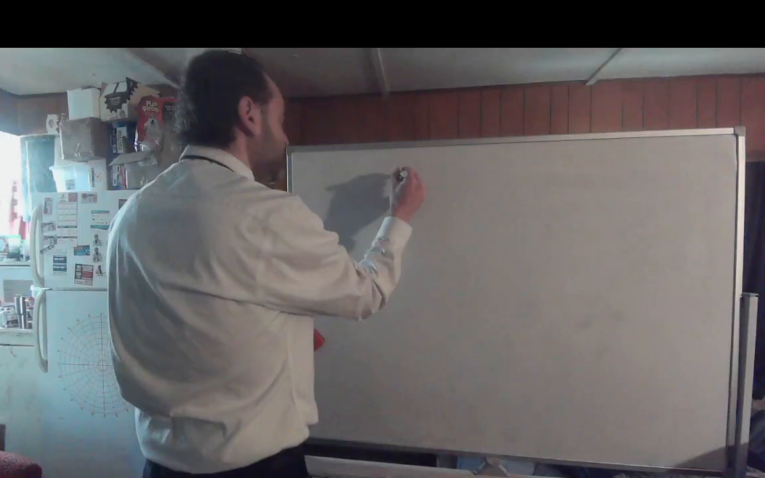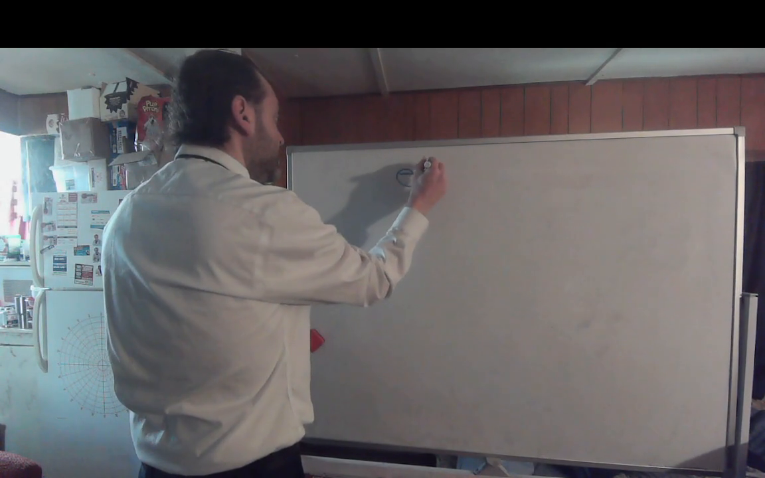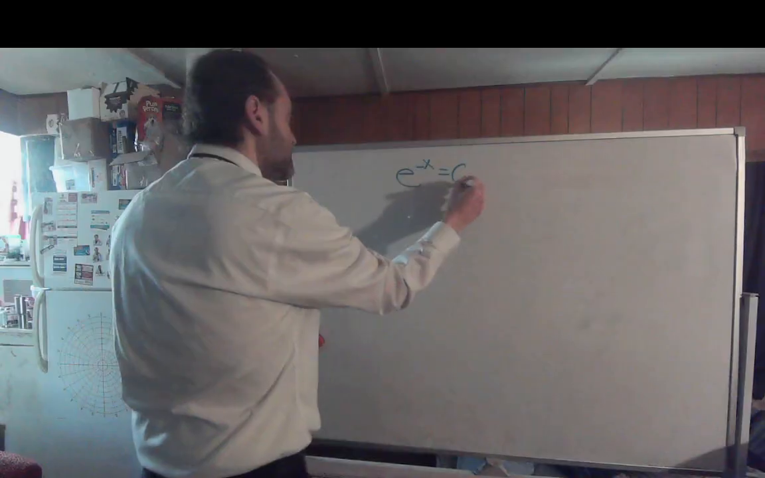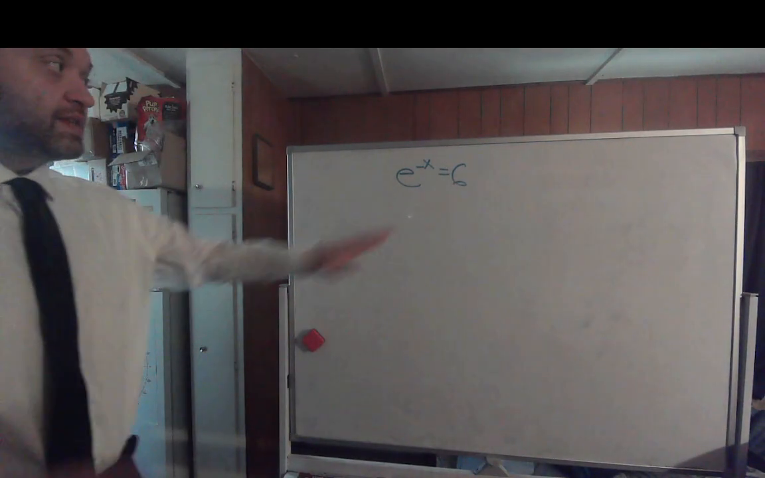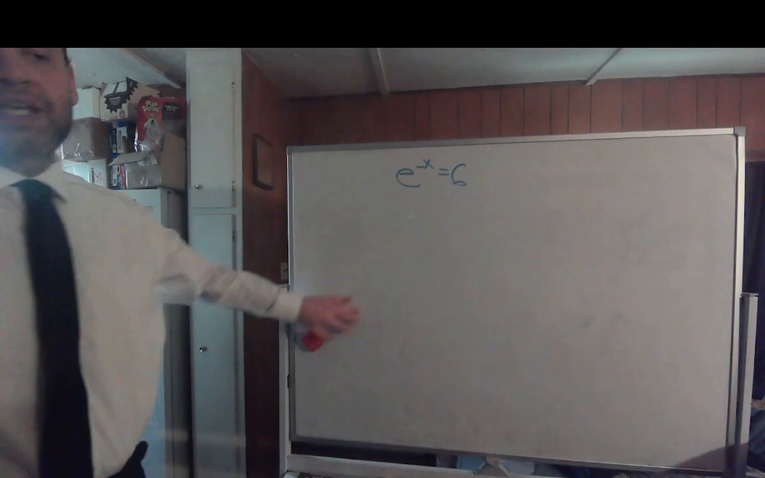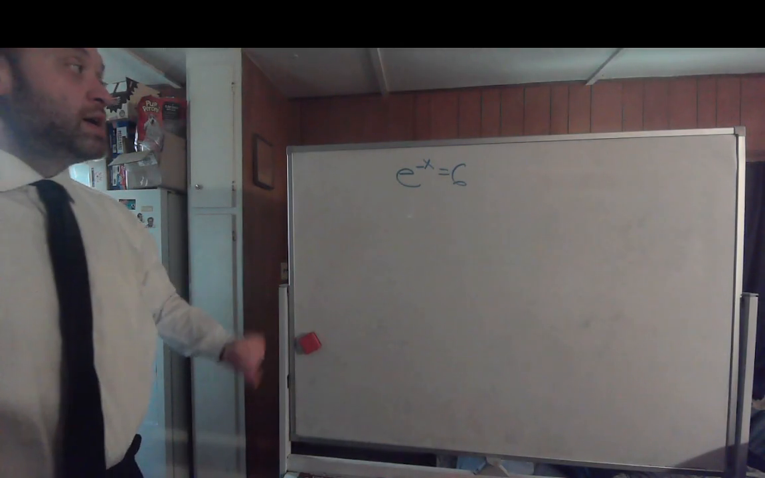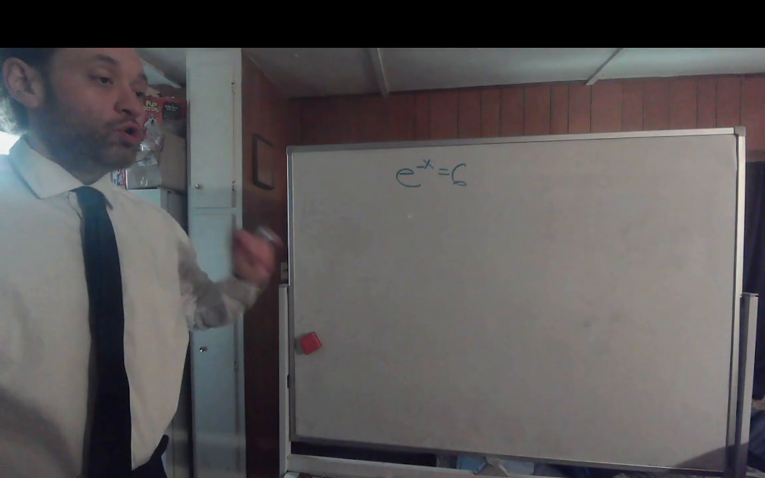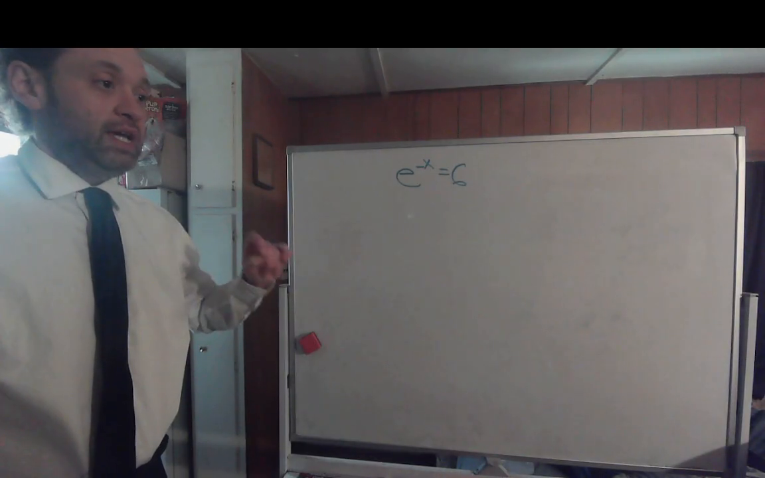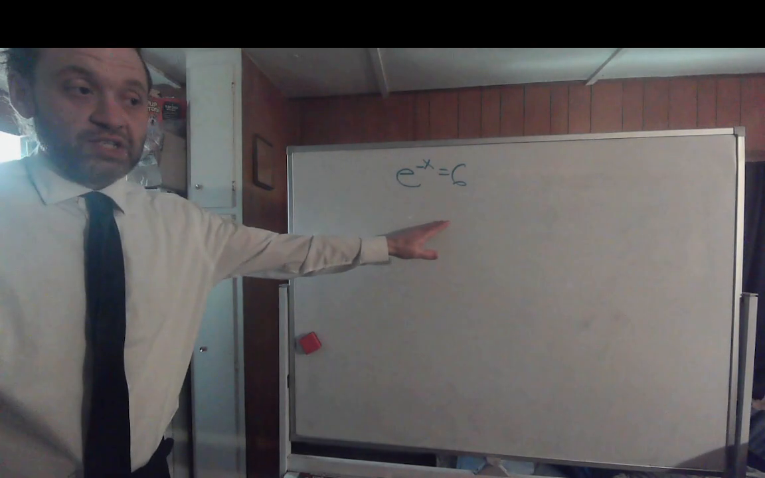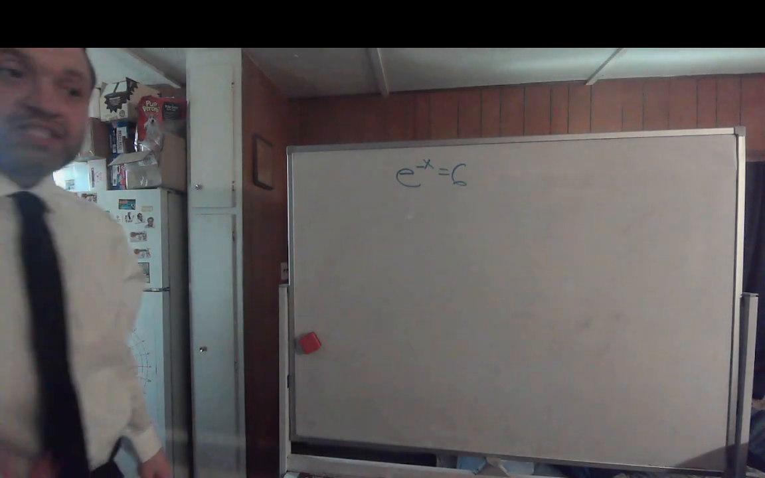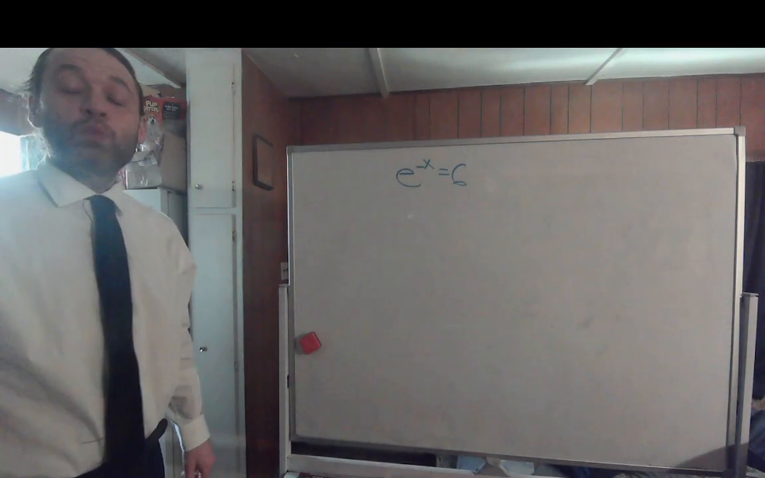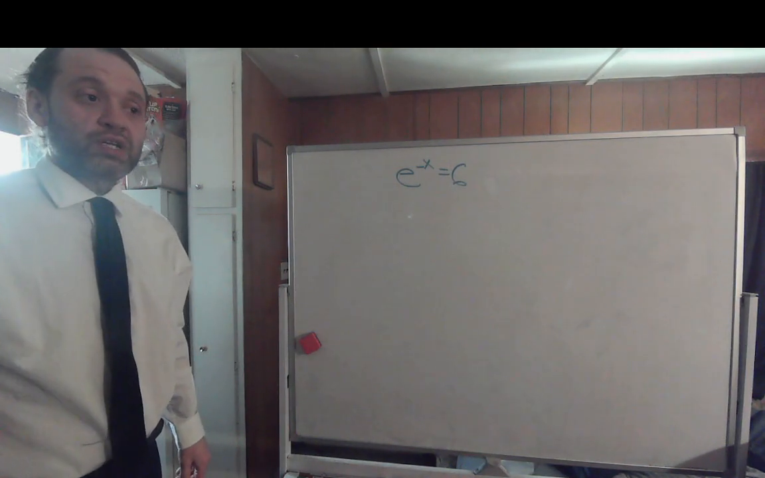All right, now here's where it changes a bit. You have e to the negative x equals 6. Well, here's the thing. There is no whole number power of e that would equal 6, right? Because e is approximately 2.78. So what do we do in that situation?